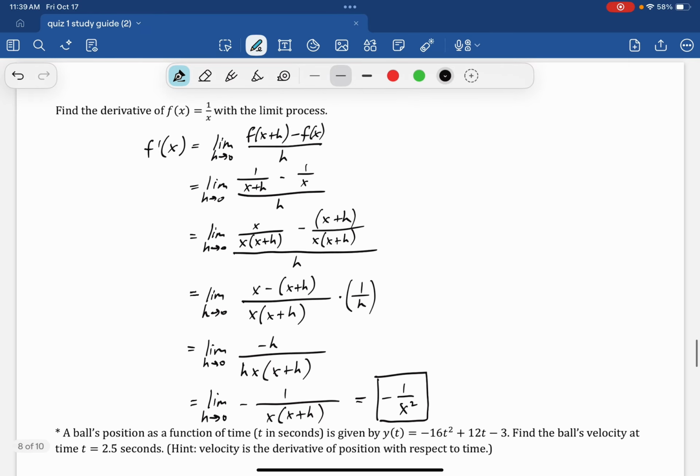And is that what I would have expected with the power rule? Well, we can see f of x is just, let me use a different color here, f of x is just x to the negative 1, right? Because the reciprocal is a negative 1 power. And so that means f prime of x is going to be negative 1 times x to the negative 2, because minus 1 is minus 2. So that's just negative 1 over x squared, which is exactly what I expected.